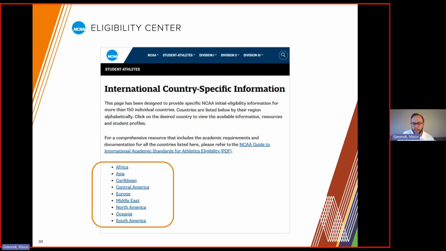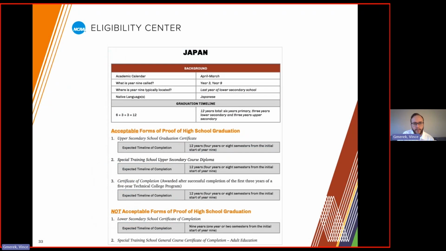I've mentioned it a few times, but now let's take a look at what the international guide looks like. Here's the international guide page for Japan. As you can see, it breaks down what the academic calendar is for the country, at least according to the Eligibility Center. It says what year 9 is called. Again, very important for us that we award credit for years 9 and up for all students from all countries, regardless of whether year 9 is part of high school or sometimes it's part of lower secondary school, as it is in Japan. Again, we award credit for year 9 and up for everybody.